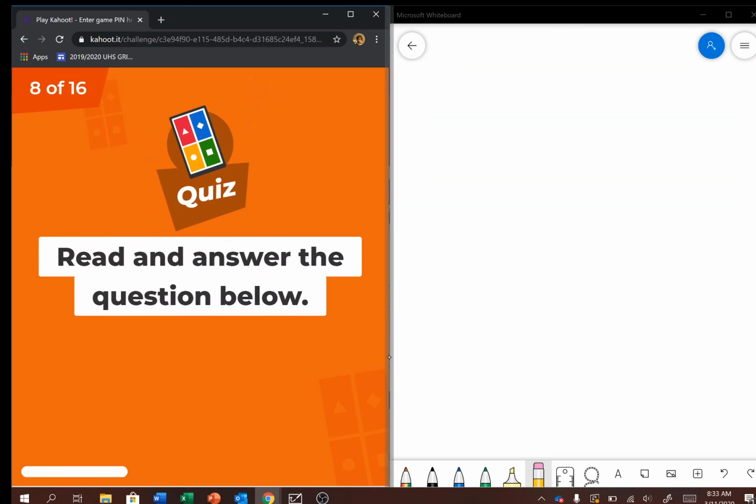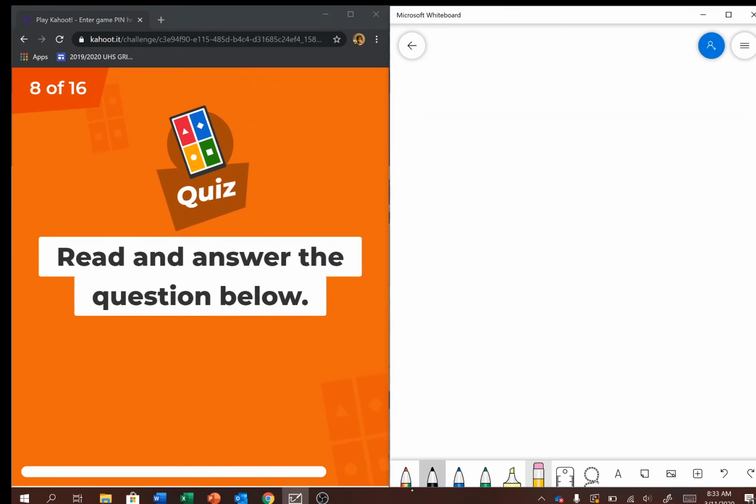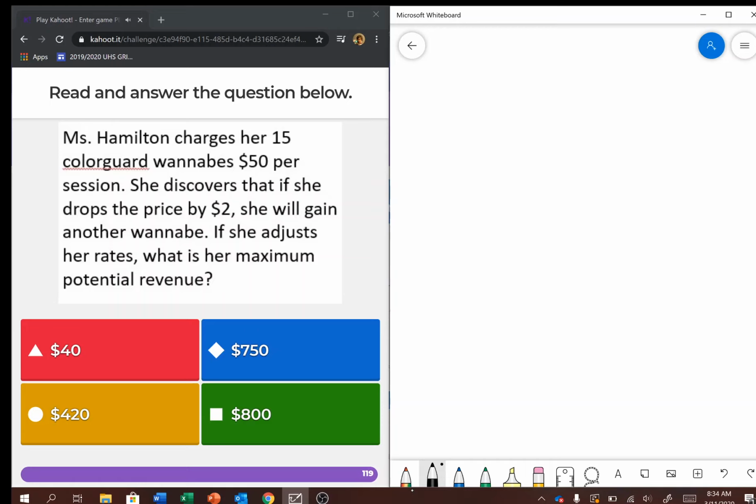Next. Read and answer the question below, okay? Hamilton charges her color guard wannabes. All right, so this is a revenue problem.